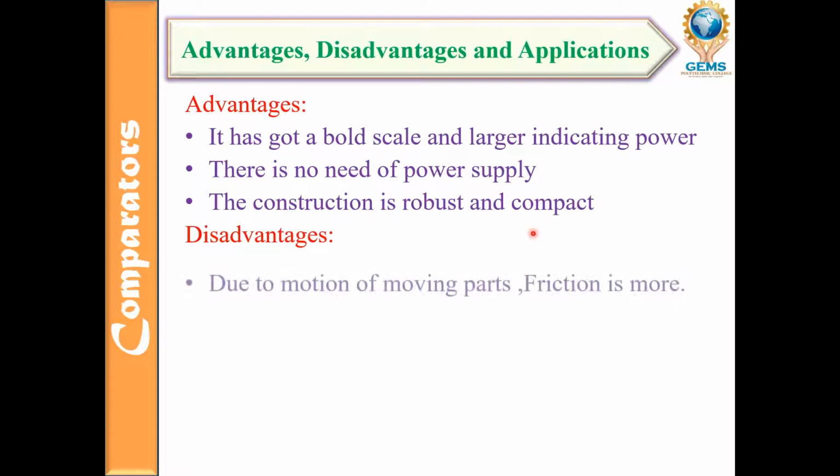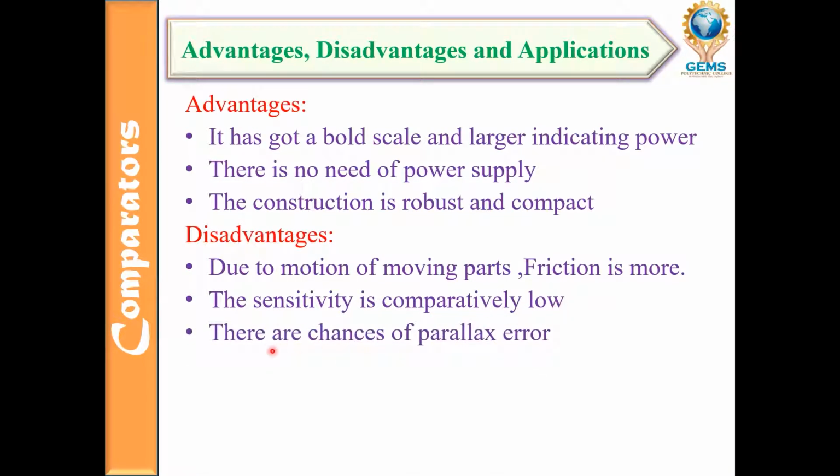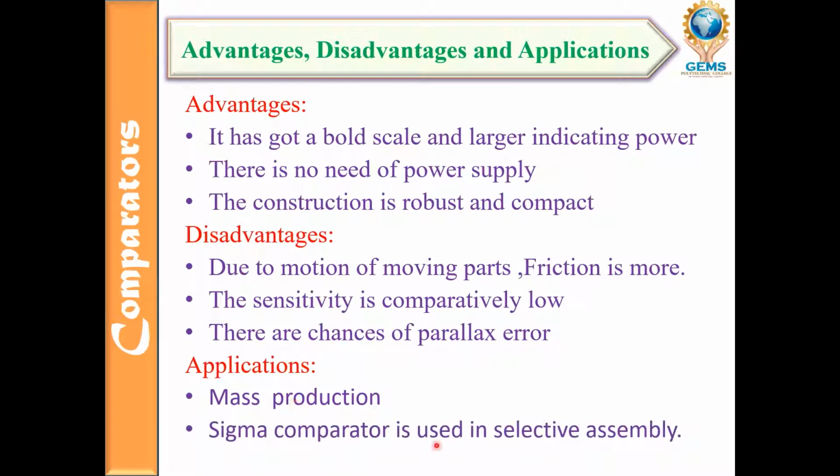Disadvantages: due to the motion of moving parts, friction is more. The sensitivity is comparatively low. There are chances of parallax error. Applications: mass production. You can use it in mass production, and the sigma comparator is used in selective assembly. So this is the sigma comparator.